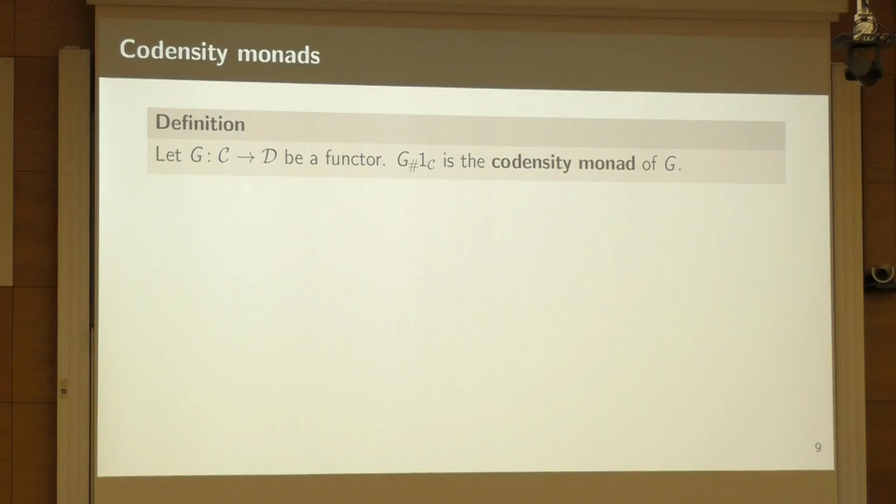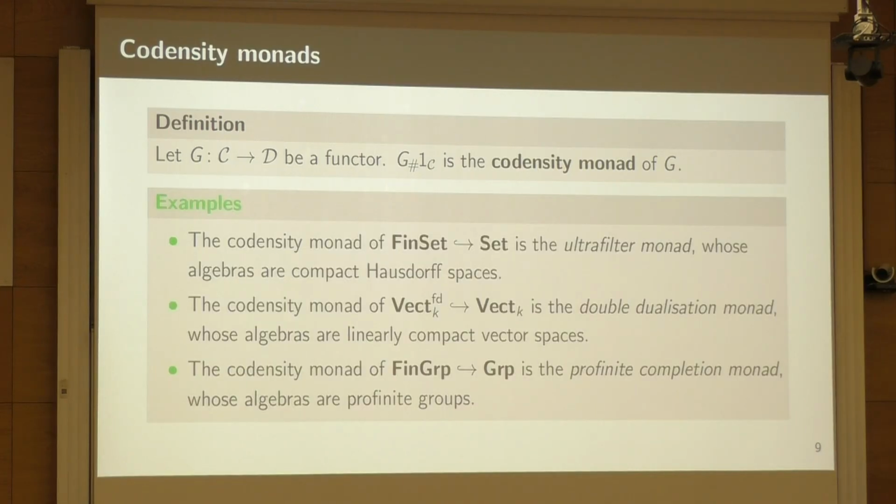One particular example of pushforward monads is codensity monads, which are perhaps better known. It's when you push forward the identity monad. And I can give you plenty of examples of codensity monads that have been studied, and here are some of them that I think are interesting.